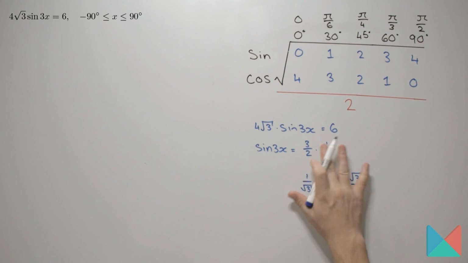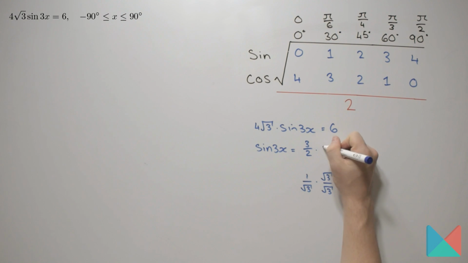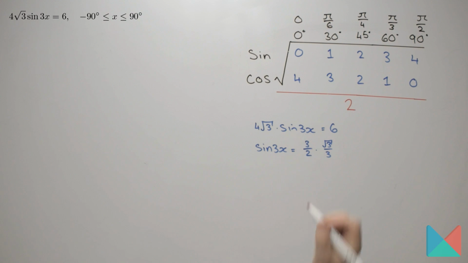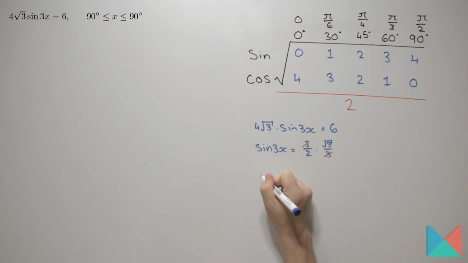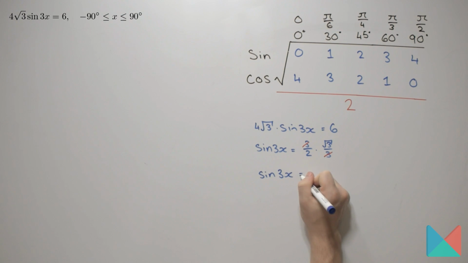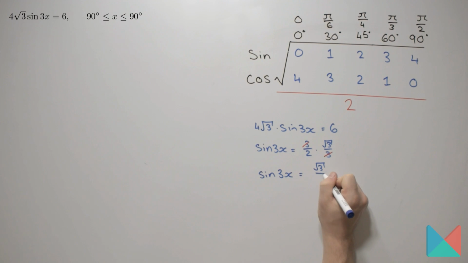And so let's write that in. So we get root 3 divided by 3. And now notice that our 3's cancel out. So if we cross out the 3's, we're left with sine of 3x is equal to root 3 on 2.